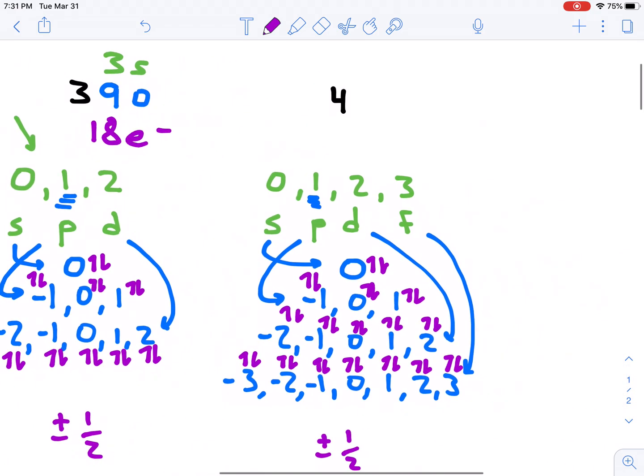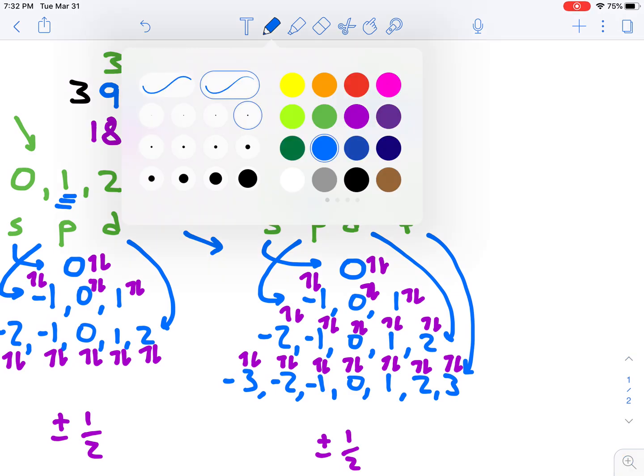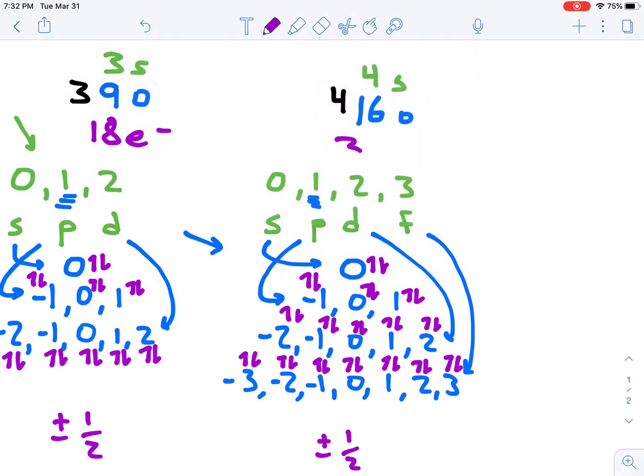Let's do one more. So in the fourth energy level, we have 4 sublevels. You can count up all of your blue orbitals here, right? So you have 1 plus 3 is 4, plus 5 is 9, plus 7 is 16. 16 orbitals. 16 times 2, you have 32 total electrons.